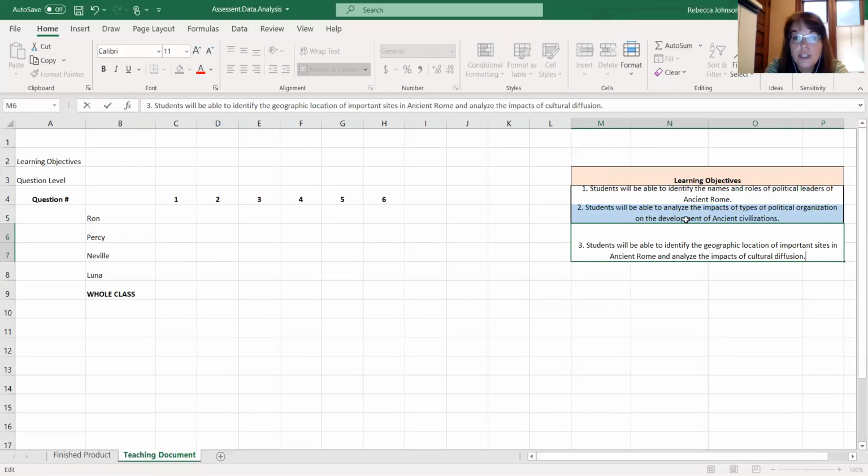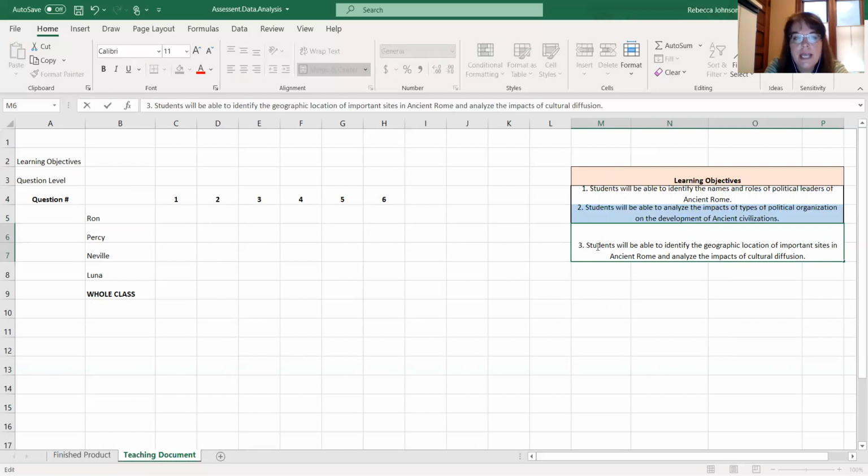But I'm also looking at those links to the ancient Greece unit that we already studied, and thinking about those developments as well, thinking about the Han Dynasty in China. Number 3, students will be able to identify the geographic location of important sites in ancient Rome and analyze the impacts of cultural diffusion. So we want to know geography, we want to know cultural diffusion. Those are my 3 main learning objectives.